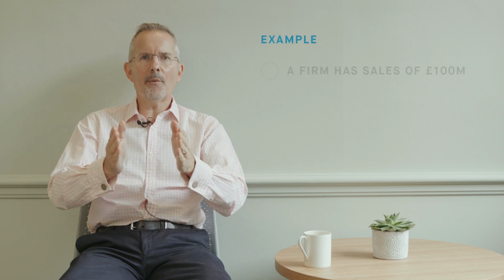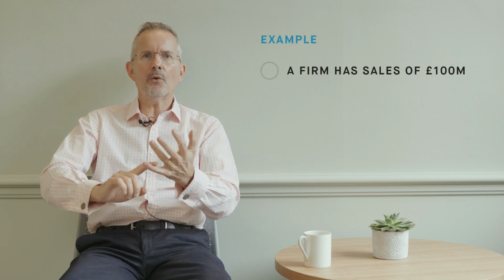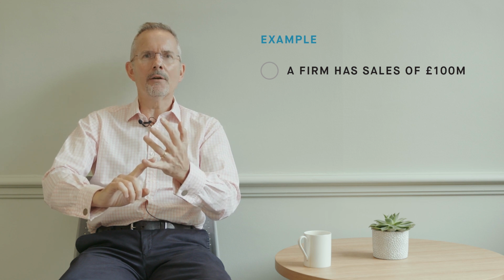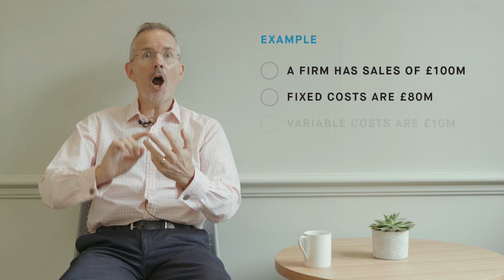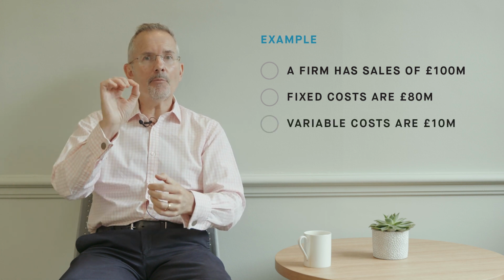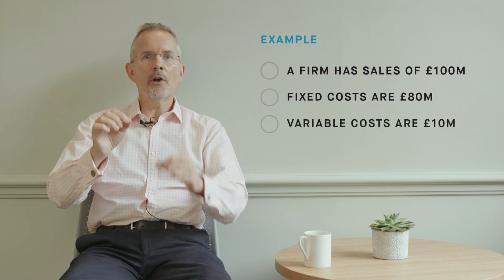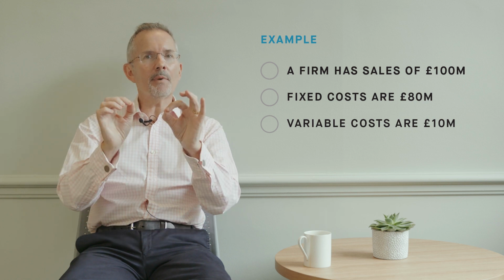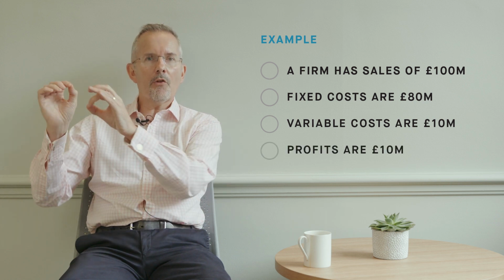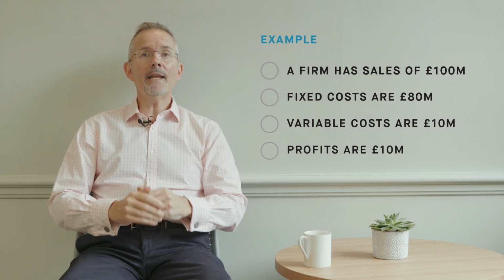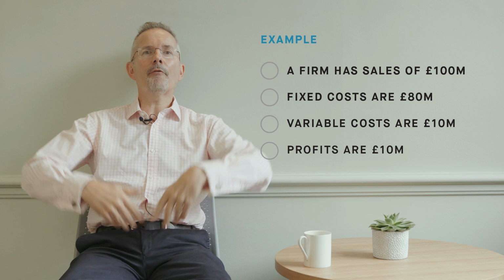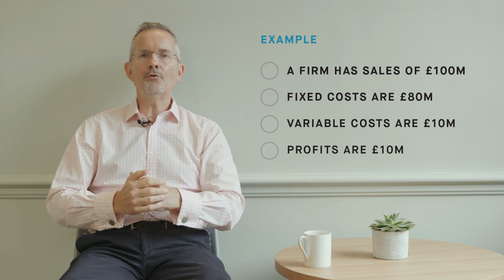Why? Okay, very simple numbers example here, bear with me. Let's say a business has sales of 100 million. Fixed costs, that's those property and staff costs I mentioned, are 80 million, and the variable costs that do change with sales are 10 million. Very simple example, profits are the 100 minus the 80 minus the 10, so 10 million. Happy days, 10 million profits on sales of 100 million.